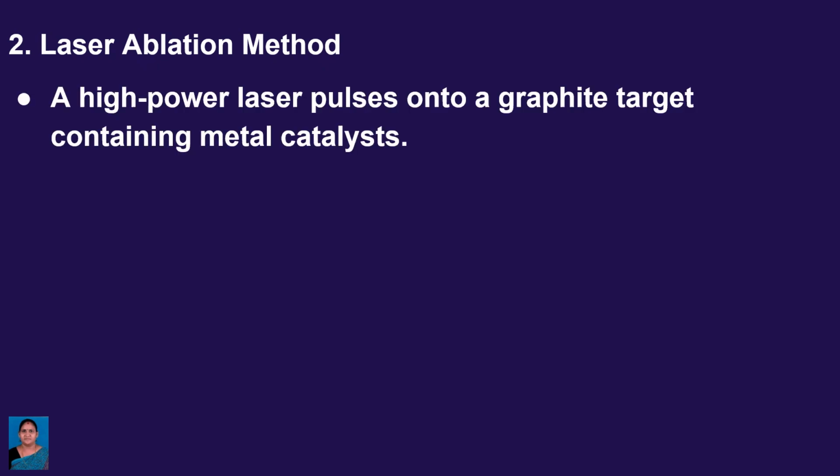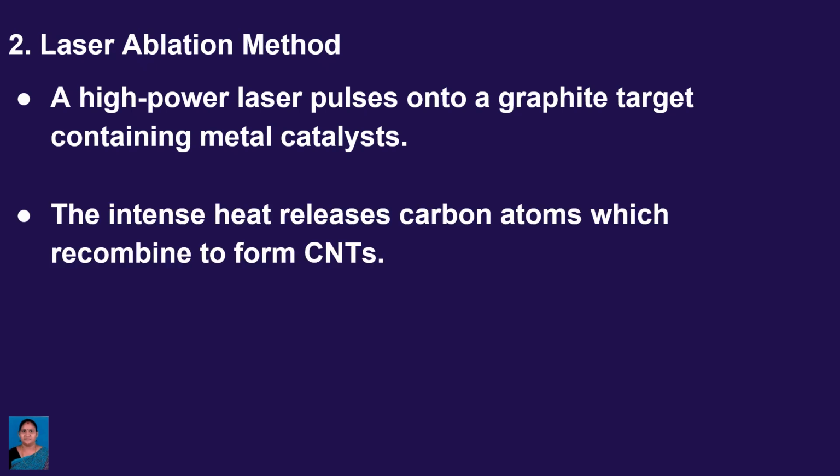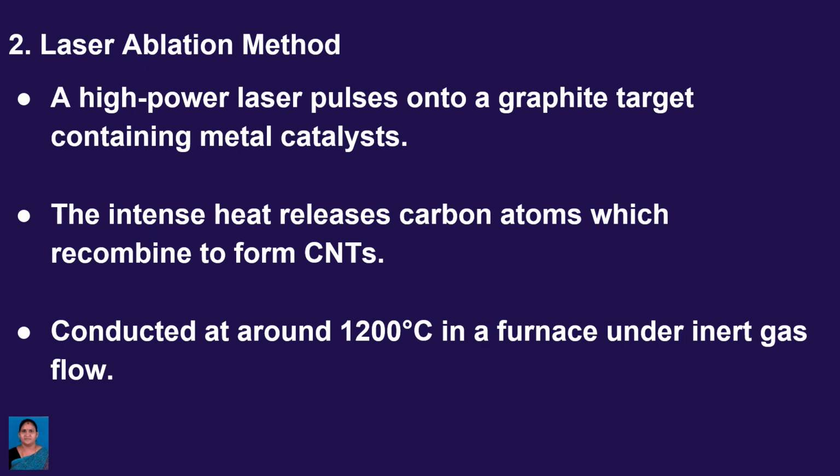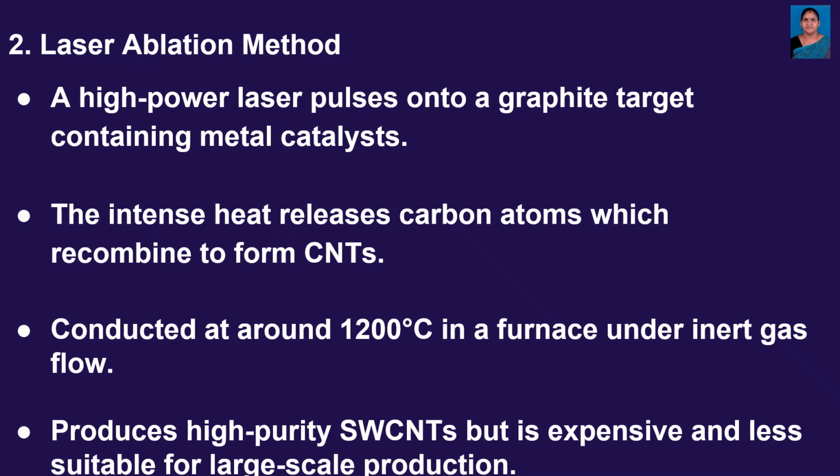Laser ablation method. High power laser pulses onto a graphite target containing metal catalyst. The intense heat releases carbon atoms which recombine to form CNTs. Conducted at around 1200 degrees Celsius in a furnace under inert gas flow. Produces high purity single-walled carbon nanotubes but is expensive and less suitable for large scale production.